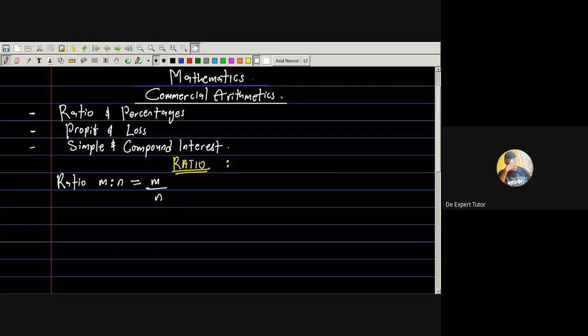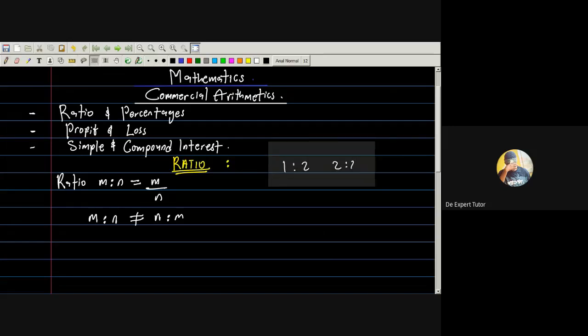And take note of something, guys. Whenever you see m ratio n, it is not the same thing as n ratio m. Ratio is not commutative. That is, if I say 1 ratio 2, don't ever believe 1 ratio 2 is 2 ratio 1. No, it's not the same. They are different ratios. Please take note of that. Okay, that's the interpretation.